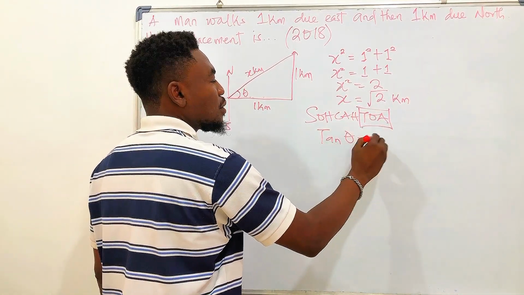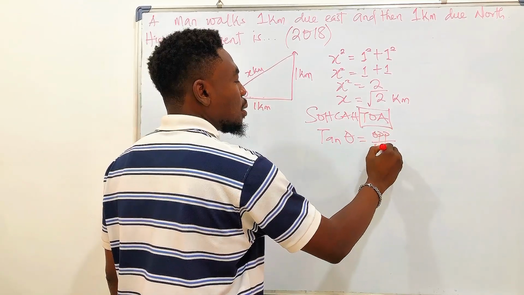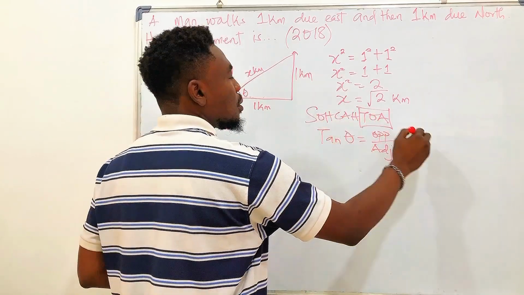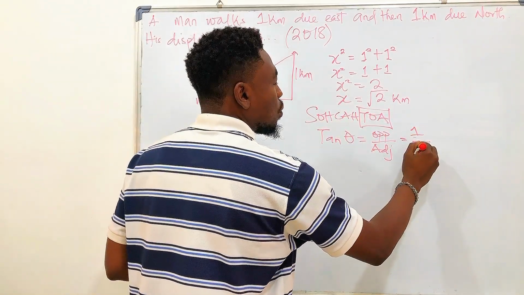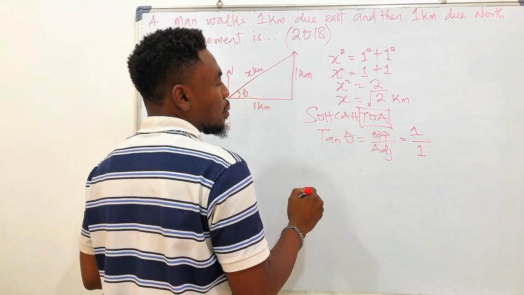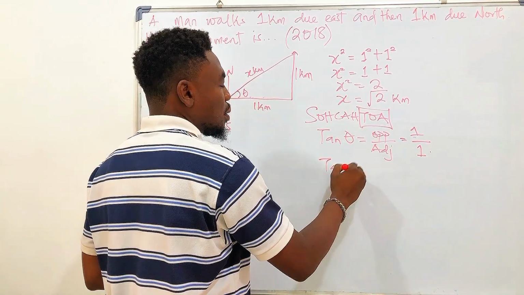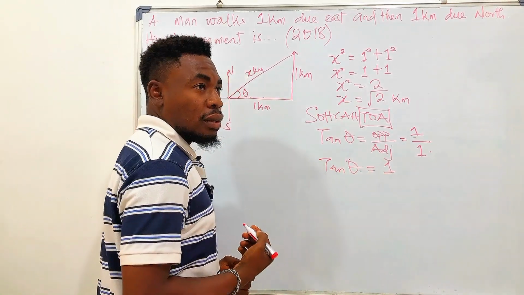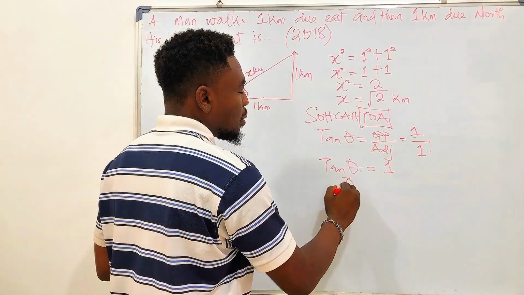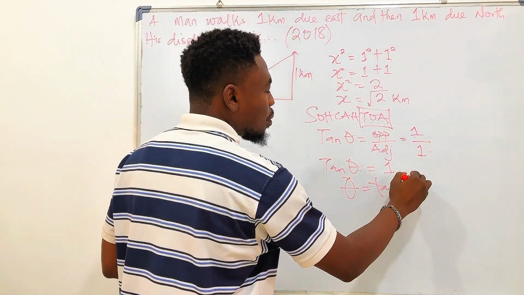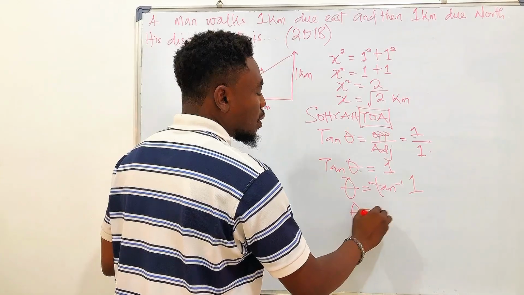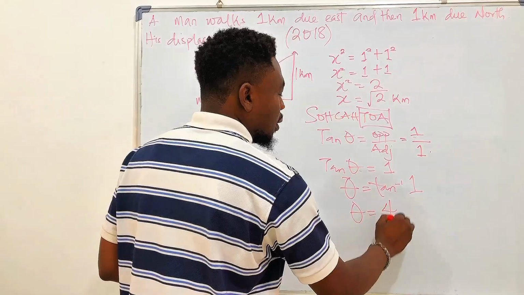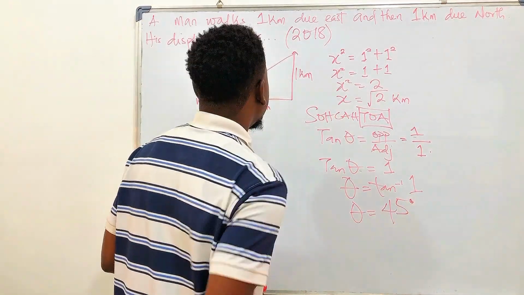It means that tan theta is equal to opposite over adjacent. Right? So what is our opposite? Our opposite is 1 and adjacent is also 1, right? So 1 over 1 is still 1. So we have what? Tan theta is equal to 1. How do we get theta? We take the inverse of tan to the other side, right? So theta will now be equal to what? Tan inverse of 1. The tan inverse of 1 is what? You can press your calculator and get the answer. So this is what? 45 degrees.